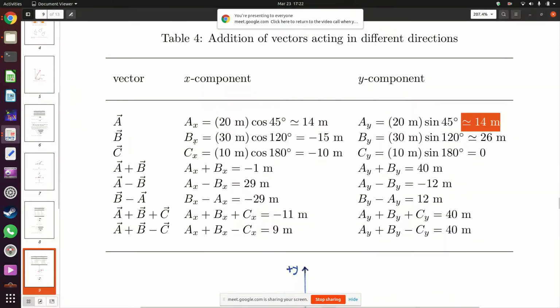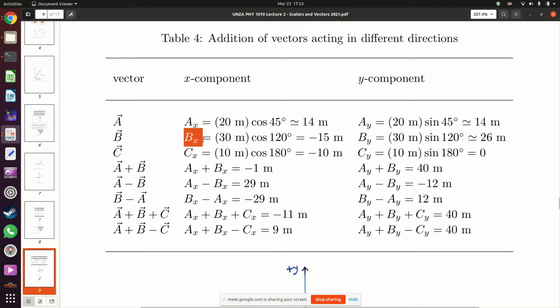Next, we move on to vector B. So for each of these vectors, we find out how much each vector is along the x-axis and how much it is along the y-axis. So we move on to vector B, and we're working out Bx. So Bx is equal to the size of vector B, which is 30 meters, multiplied by the cosine of the angle it makes to the positive x-axis. The angle is 120. So 30 meters times cos 120 gives you minus 15 meters.